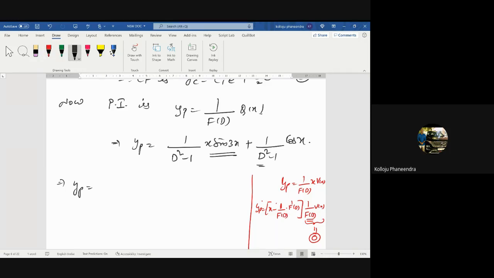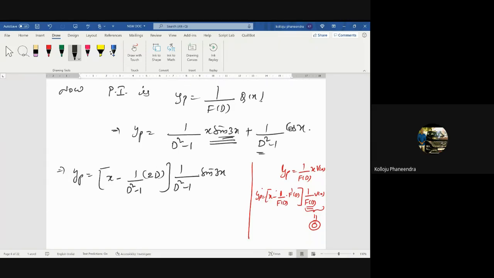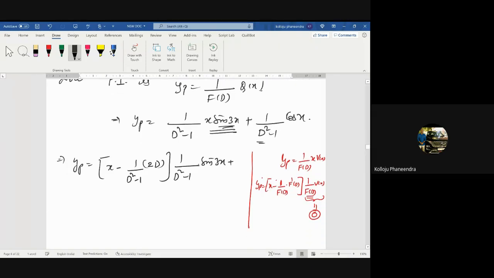Listen carefully. First, what I have to do? According to the formula, x minus f dash D by f of D, into 1 by f of D into sine 3x. V of x is what? Sine 3x. Plus, okay, this part is here. 1 by negative 1 into cosine x. That is equal to, same.